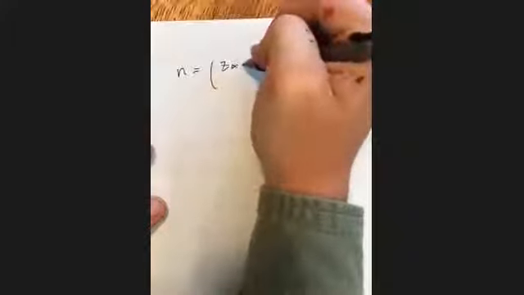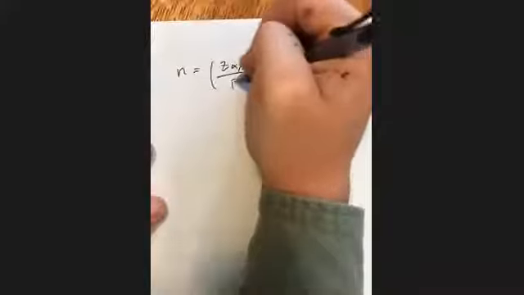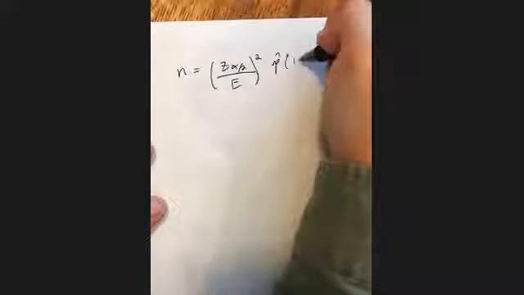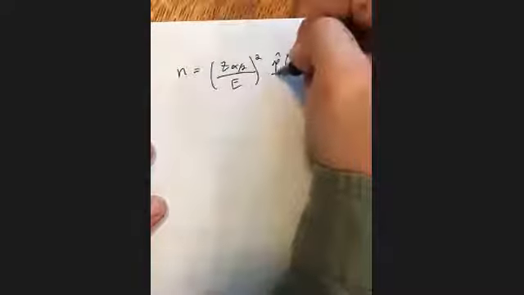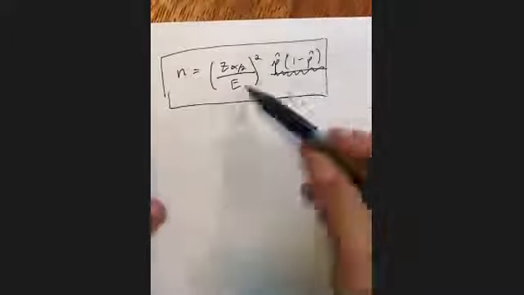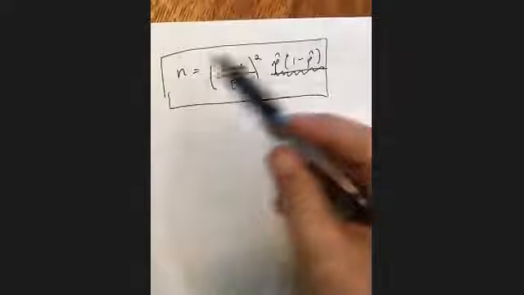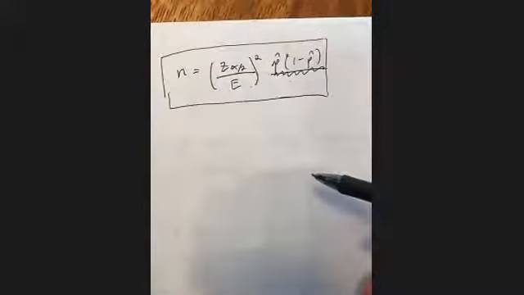After I do that, I end up with n equals Z alpha over 2 over E, squared, times p hat times 1 minus p hat. That's just it. So this is your formula. For a certain margin of error and a certain confidence level, this is how you would compute n.